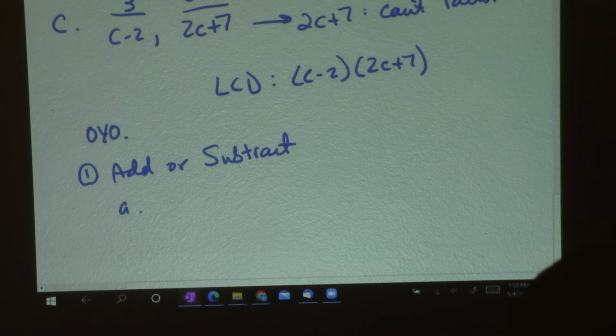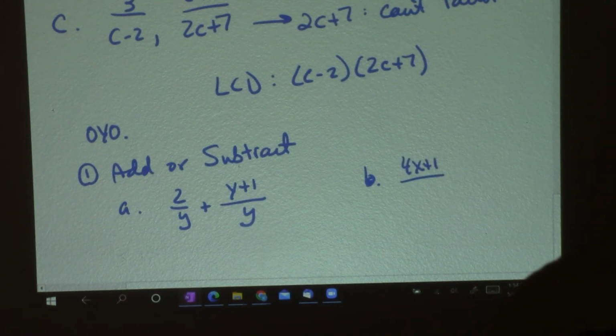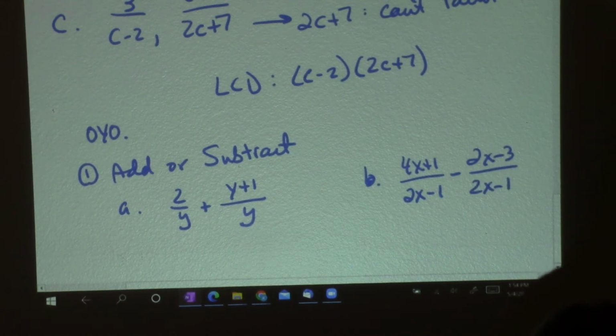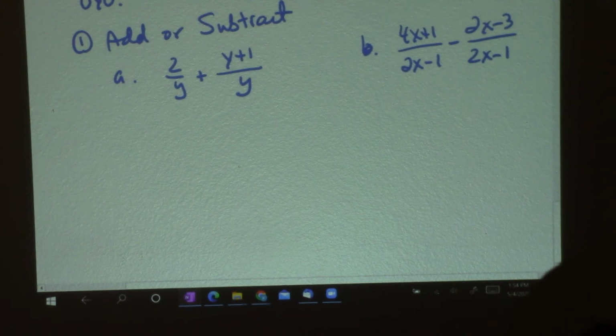And we have A: 2 over y plus 1 over y. And then B: 2x minus 1 minus 2x minus 3 over 2x minus 1. Okay, those are our adding and subtracting.